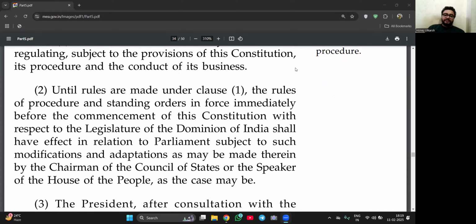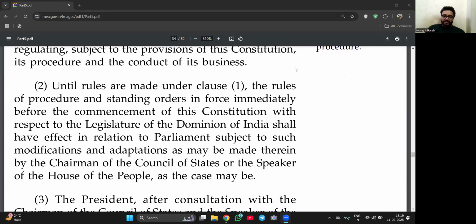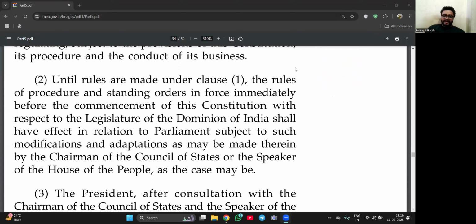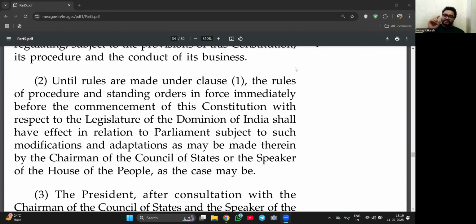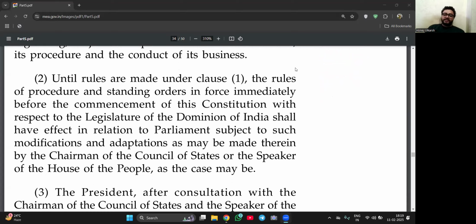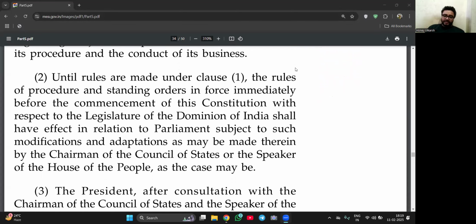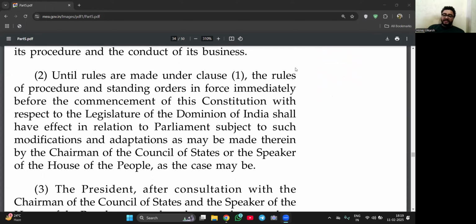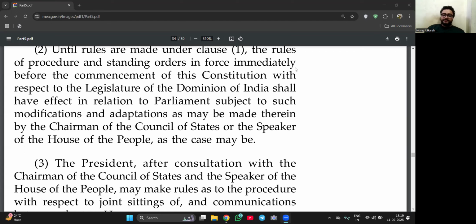Clause 2. Until rules are made under Clause 1, the rules of procedure and standing orders in force immediately before the commencement of this Constitution with respect to the legislature of the Dominion of India shall have effect in relation to the Parliament, subject to such modifications and adaptations as may be made therein by the chairman of the Council of States or the Speaker of the House of the People, as the case may be.